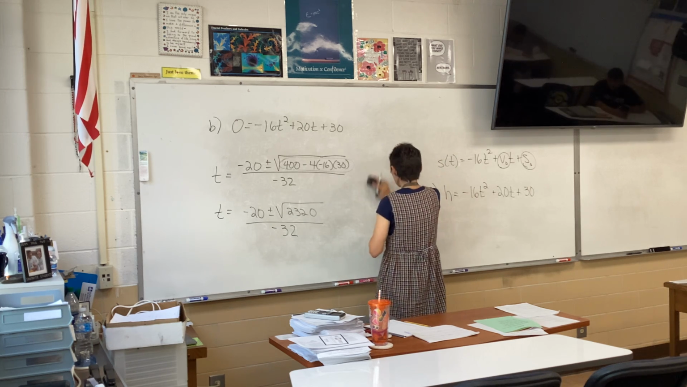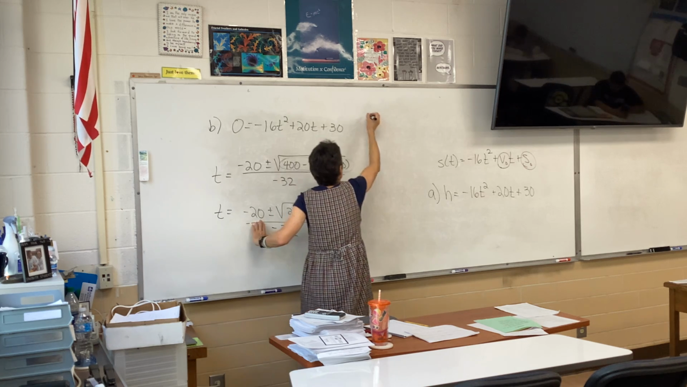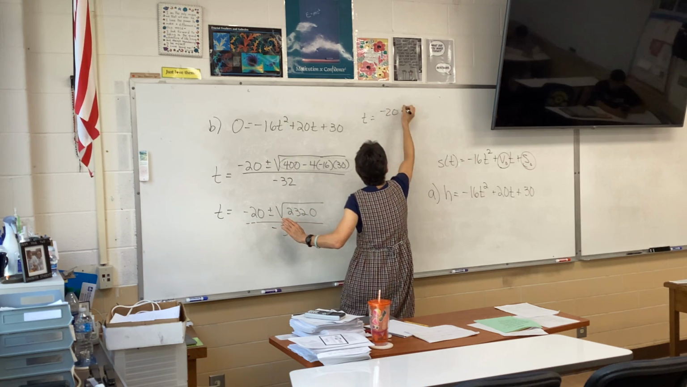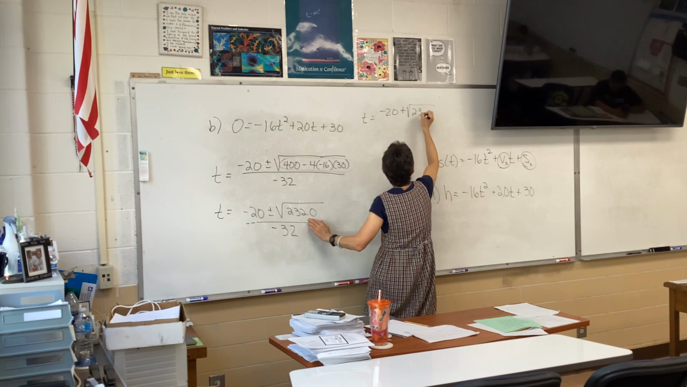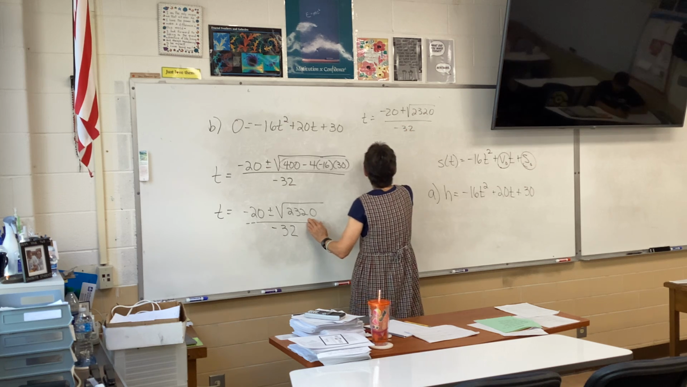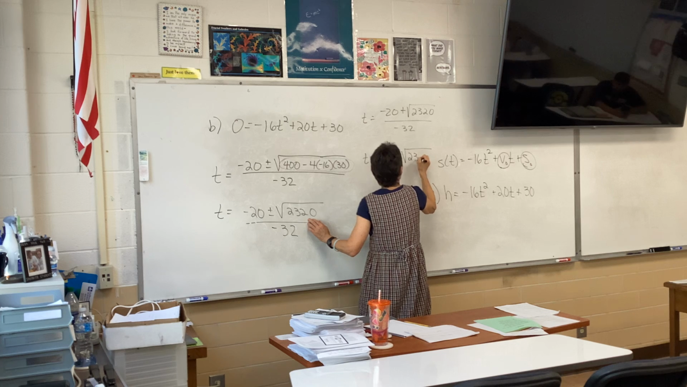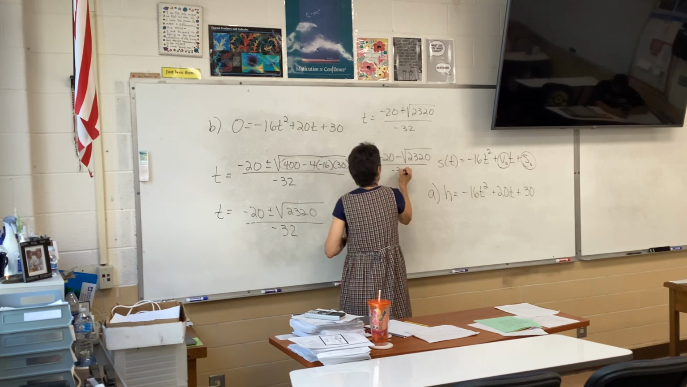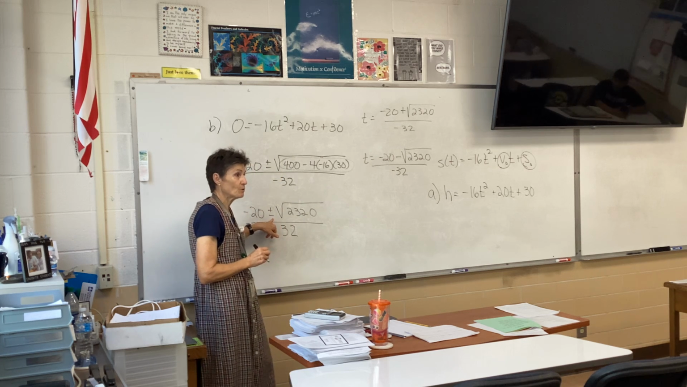Now there's 2 answers there. Do you recognize that? You have negative 20 plus the square root of 2320 over negative 32, and then you have negative 20 minus the square root of 2320 over negative 32. Do you see that because of the plus or minus? We have 2 answers.